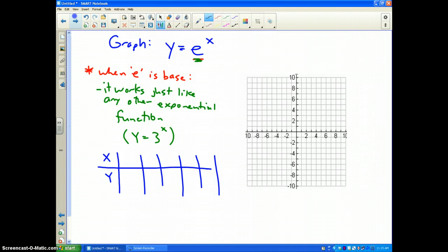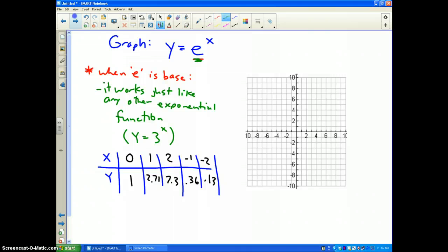And I'm going to stick some numbers in there for x. First of all, if x is 0, e to the 0 power is 1. If I stick 1 in there, I get a value of 2.71. If I stick 2 in there, I'll get a value of 7.3. And if I stick negative 1 in there, which is a perfect value that you can use, you get 0.36. And if I stick negative 2 in there, I get 0.13.